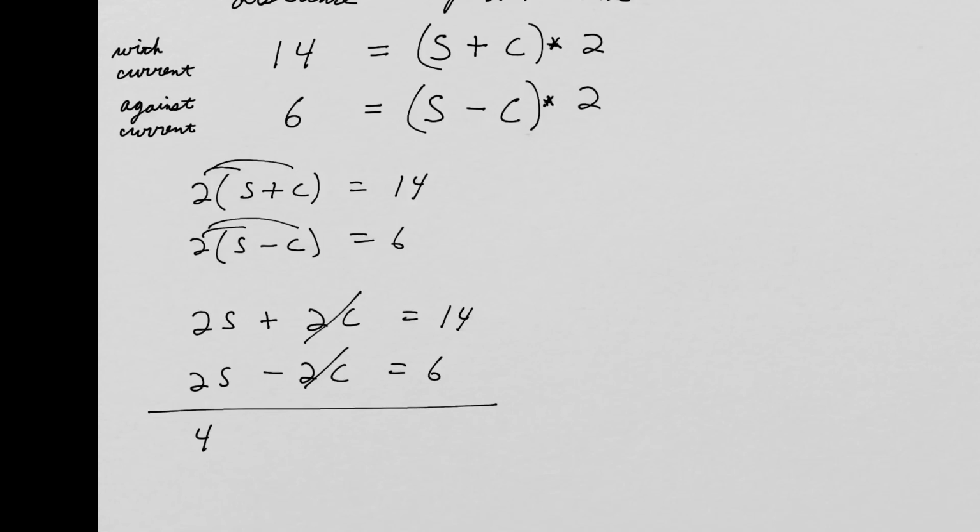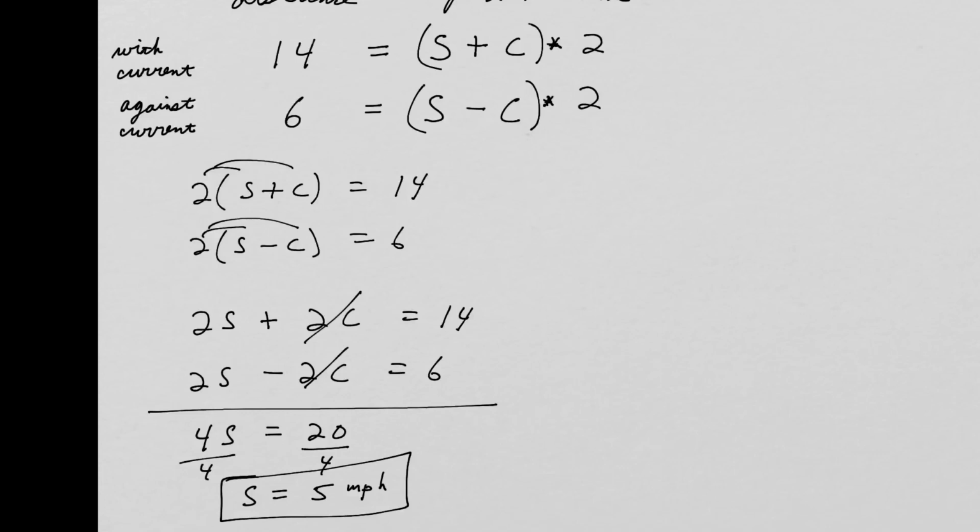So I'm going to get 4S is equal to 20. And now if I divide by 4, I'm going to get S is equal to 5, miles per hour. So remember, S stood for the speed of the boat in still water. So it looks like the speed of the boat, if there were no current, they could row at 5 miles per hour.